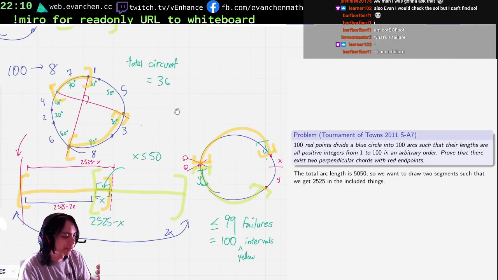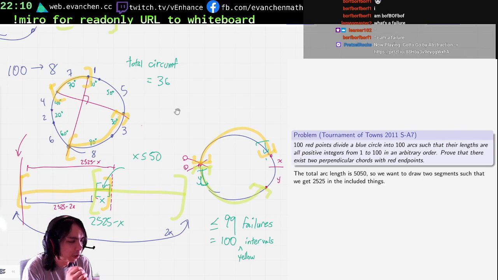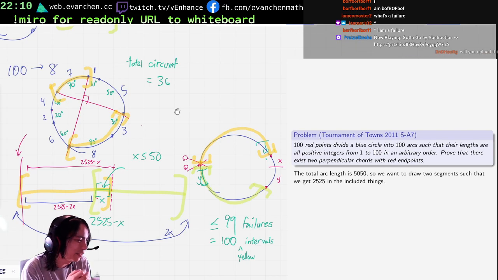For every cut, there's a clockwise interval and a counterclockwise interval. And they can coincide. But honestly, if they coincide, that might also be fine. No, actually, they do coincide.